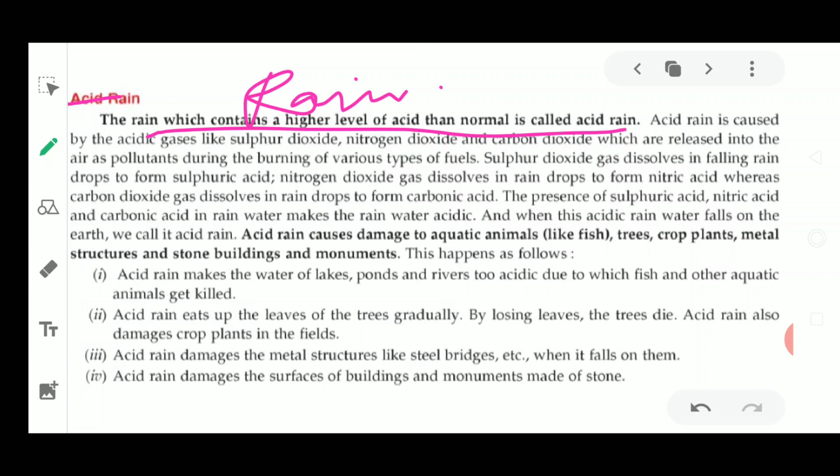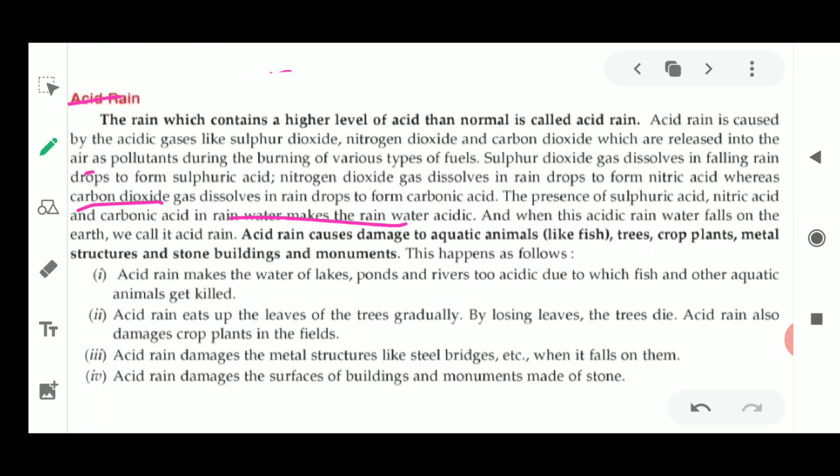Acid rain is caused by acidic gases like sulfur dioxide, nitrogen dioxide and carbon dioxide. These are the three important gases which react with water to form acid. They are released in the air as pollutants during the burning of various fossil fuels. Sulfur dioxide gas falls with raindrops to form sulfuric acid, nitrogen dioxide dissolves in the raindrops to form nitric acid, and carbon dioxide gas dissolves in the raindrops to form carbonic acid.